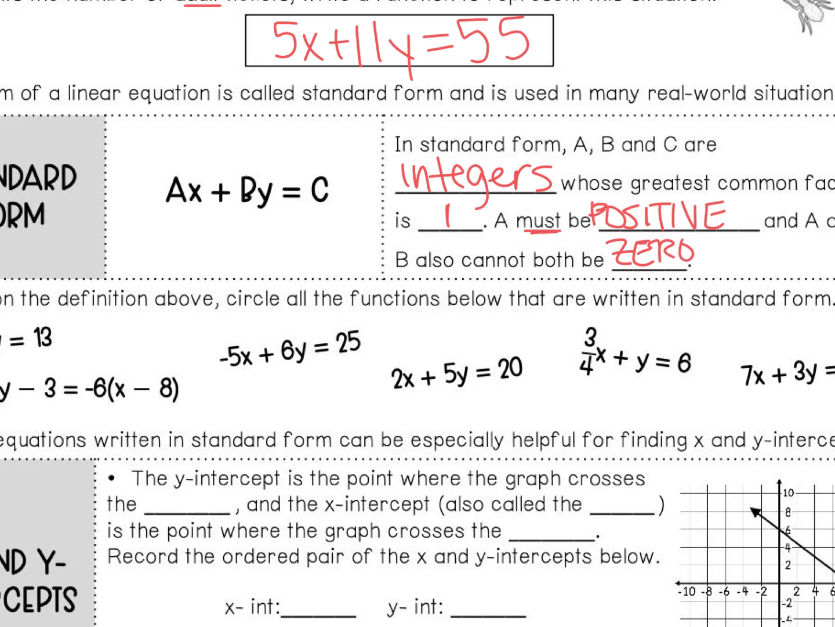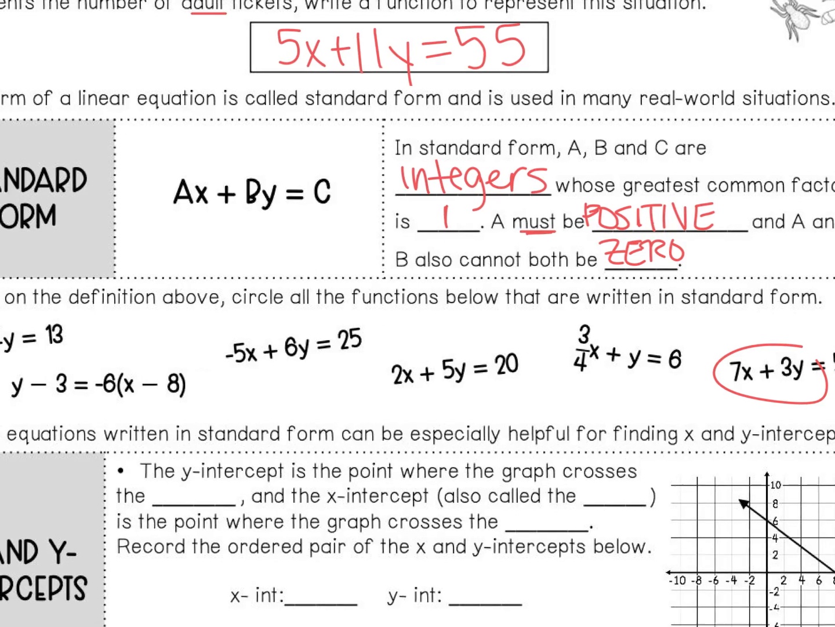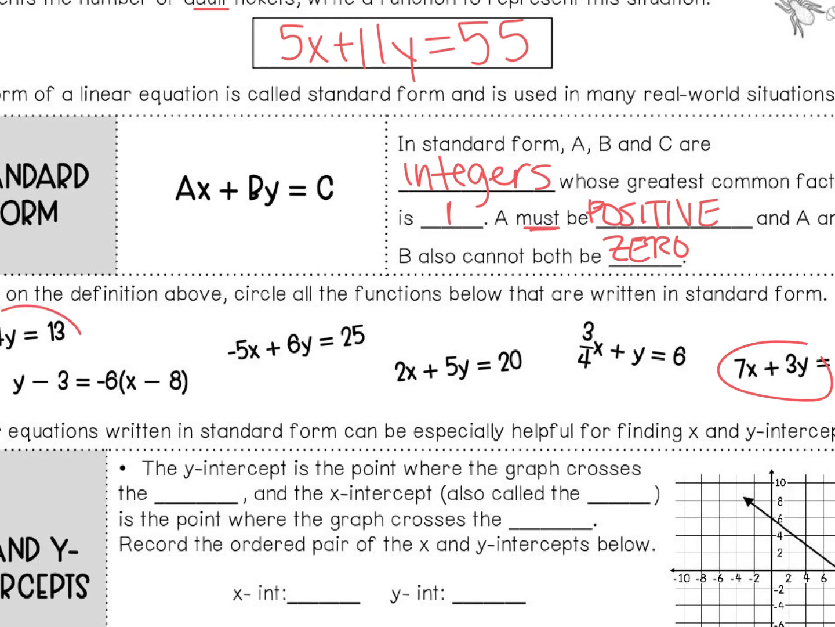So based on those definitions, which of these would we circle that are correctly in standard form? Which one do you think? What's correctly in standard form? 7x plus 3y, okay. 3x plus 4y. 2x plus 5y. And what about the others?